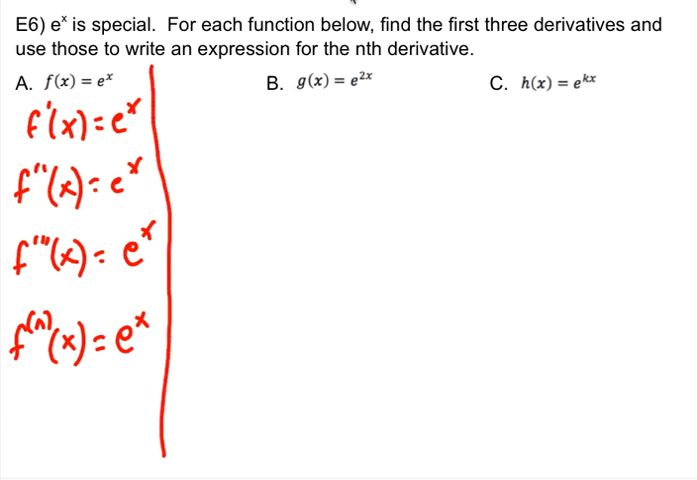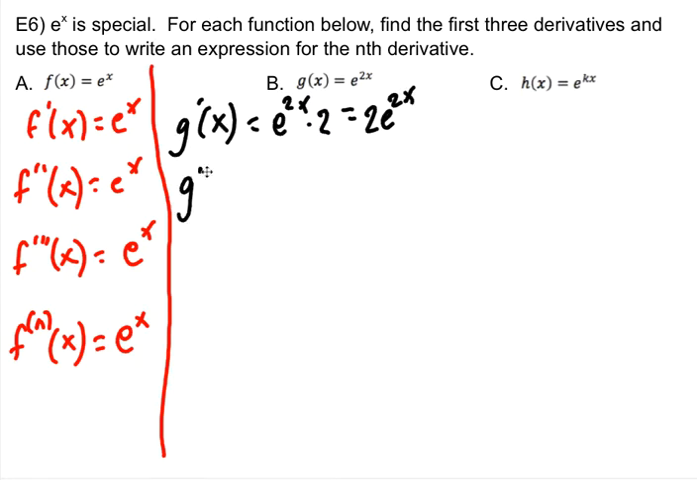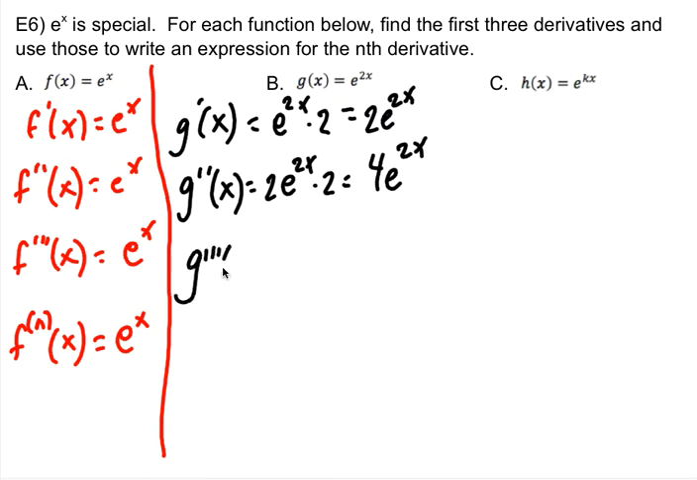Now, e to the 2x is a little bit different because of the chain rule. When I differentiate e to the 2x, the derivative of e to the stuff is e to the stuff, but I need to multiply by the derivative of the stuff, so I get 2e to the 2x. The second derivative already has that 2 out in front, but now I differentiate e to the 2x and get e to the 2x times 2, so sure enough I get 4e to the 2x. And the third derivative already has that 4 out in front, and when I differentiate e to the 2x, I need to multiply by 2 again because of the chain rule, so I get 8e to the 2x.